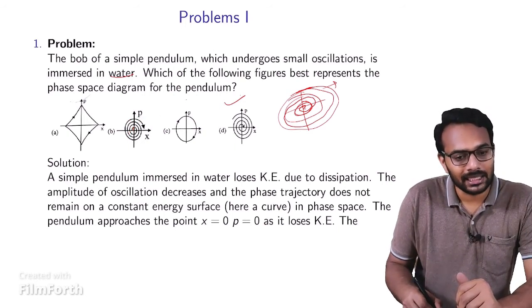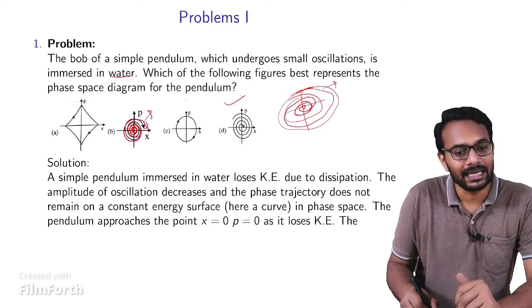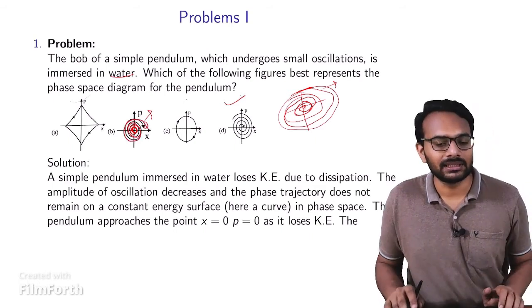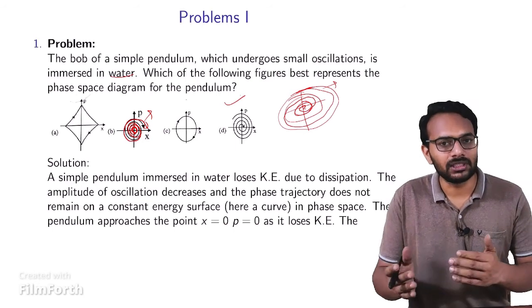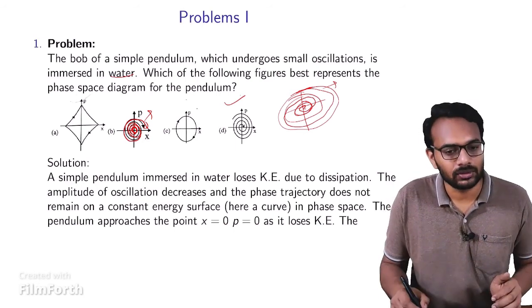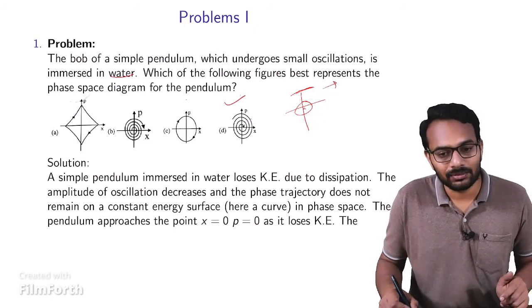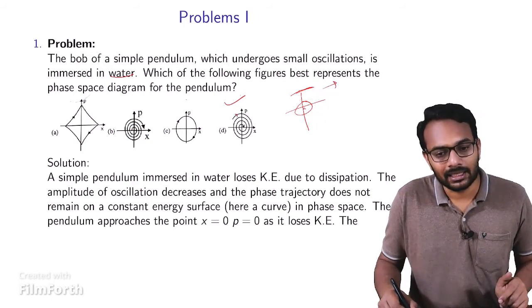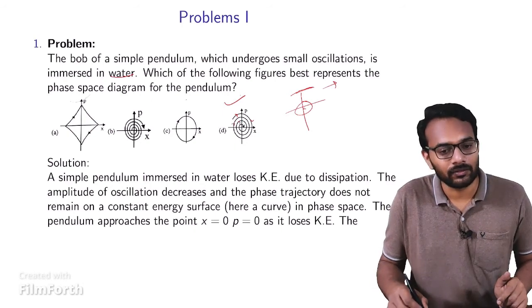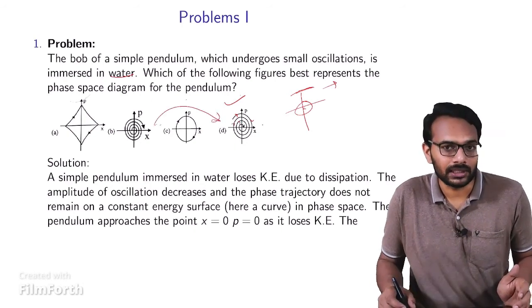It starts with a lower energy, you can imagine an ellipse, but then goes on into higher energy surfaces. So it's gaining energy. This could be something like a forced pendulum or a driven pendulum. But we are asked about a pendulum which is dissipating. In that case, it should trace curves of lower and lower energy. So this is the case. You have to be careful. These look very similar, but they are different.